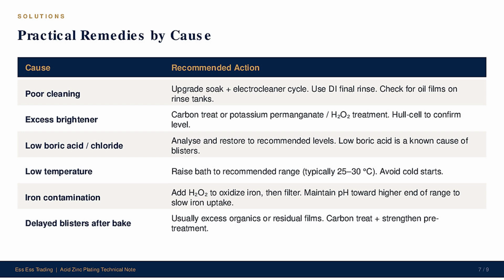Let's talk practical remedies linked to specific causes. For poor cleaning, upgrading soak and electrocleaner cycles and using deionized final rinses can help. Excess brightener calls for carbon or potassium permanganate treatments and Hull cell confirmation. Low boric acid or chloride levels should be analyzed and restored promptly since they're known blister causes. Low bath temperature needs correction by raising it to the recommended range, avoiding cold starts.